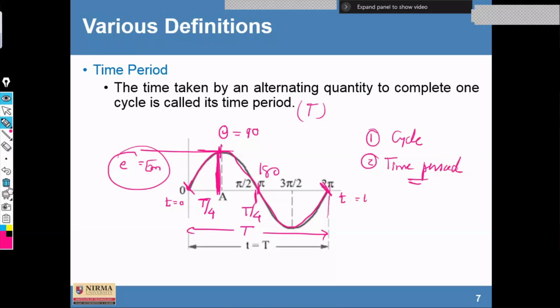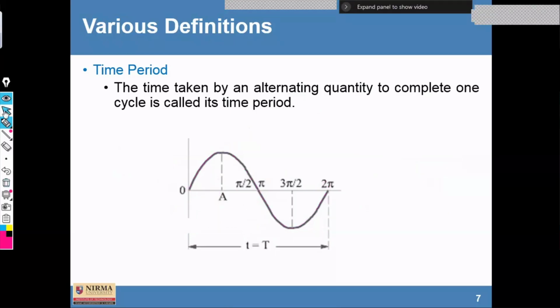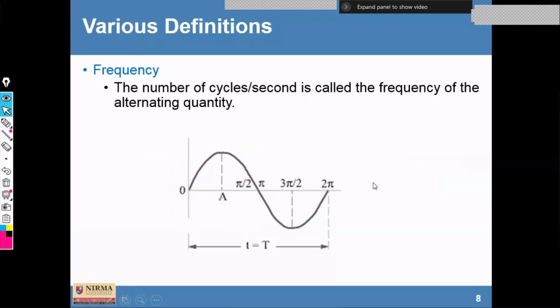Okay. Now the third definition, frequency. So frequency is very simple now. We know the cycle. What is cycle? This is one complete set of cycle. And the time taken to complete one cycle is time period.